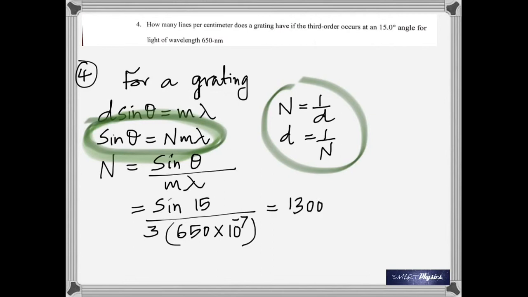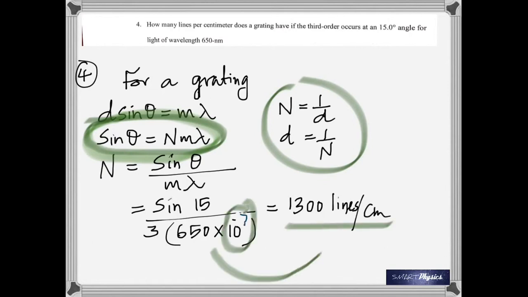Just a matter of plugging in those numbers, and you have 1300 lines per centimeter, which is what it's asking you. That's why I changed this to 10 to the negative 7, so I would get the answer per centimeter. Otherwise, it should have been 10 to the negative 9. So I changed it to 10 to the negative 7, and I directly got 1300 lines per centimeter.